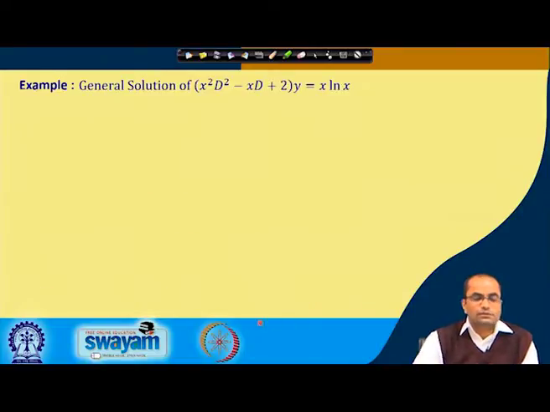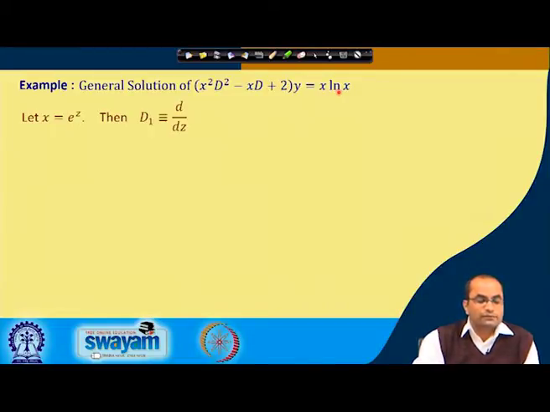So, let us just go through this example to demonstrate this idea. We want to get the general solution of x² D² − x D + 2 y = x ln x. So, we will make this substitution, x = e^z, or z = ln x.